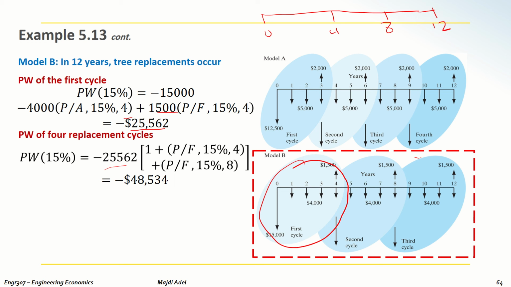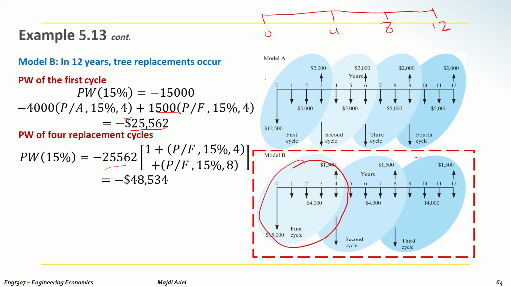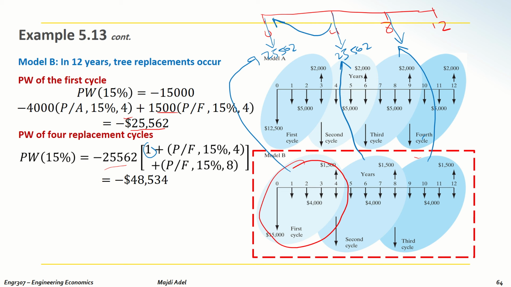The present value of the first cycle will be at N equals 0, 25,562. This is for the first cycle. For the second cycle, it's going to be at N equal 4. And for the third cycle, it's going to be at N equal 8. So for the first cycle, the factor is 1. For the second cycle, the factor is (P/F, 15%, 4 years), discounting for 4 years. For the third cycle, discounting it for 8 years. The answer is $48,534.